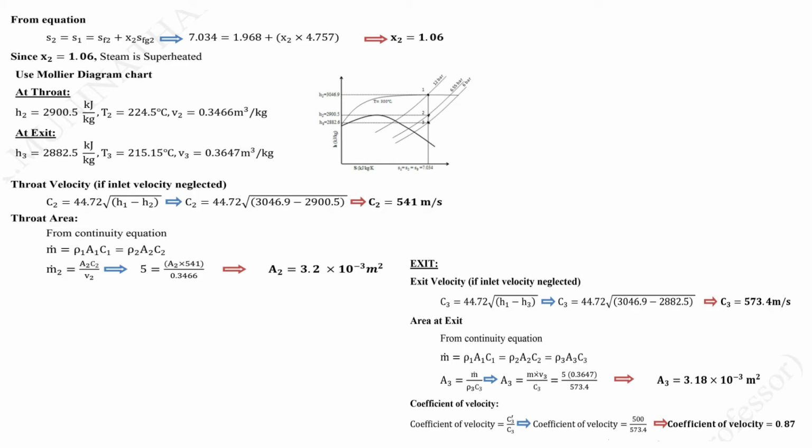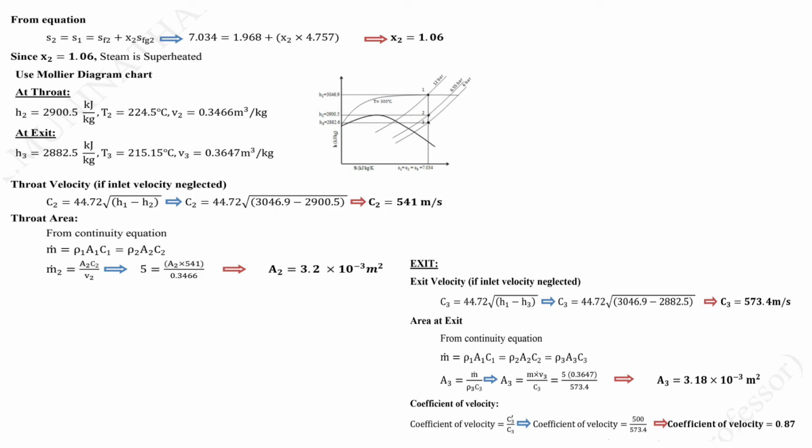is also used to calculate X2, the dryness fraction value, and then we use the Mollier chart. From the Mollier chart we can find the H2, T2 and V2 values at the throat, and the exit of the nozzle will provide H3, T3, V3 values. The throat velocity, if inlet velocity is neglected, is C2 equal to 44.72 square root of H1 minus H2, and the throat area from the continuity equation: mass flow rate is equal to rho 1 A1 C1 is equal to rho 2 A2 C2.